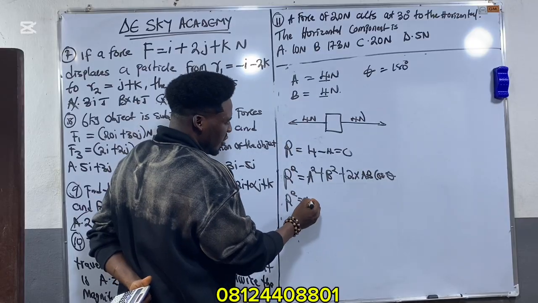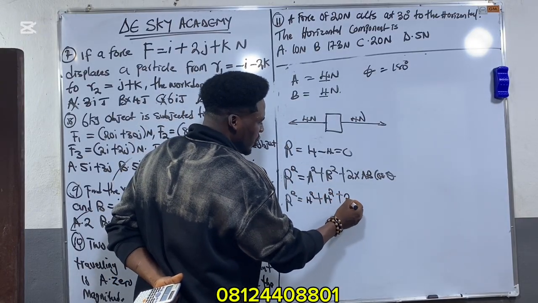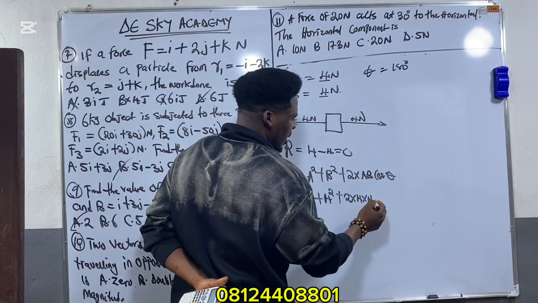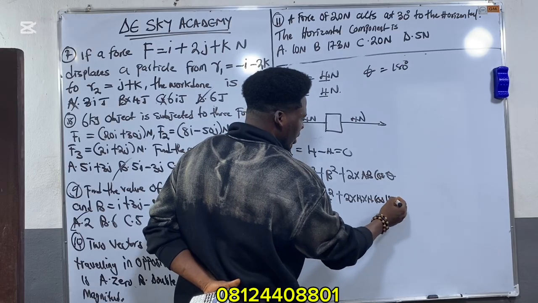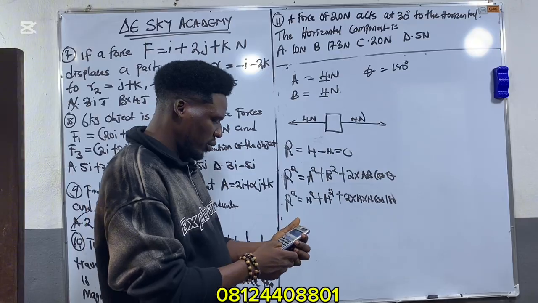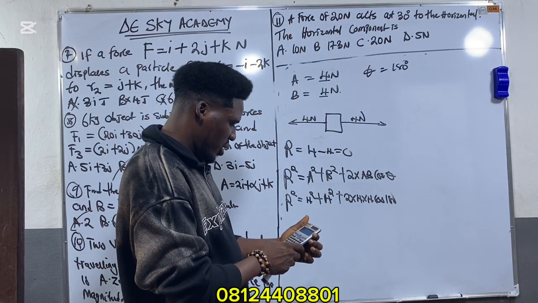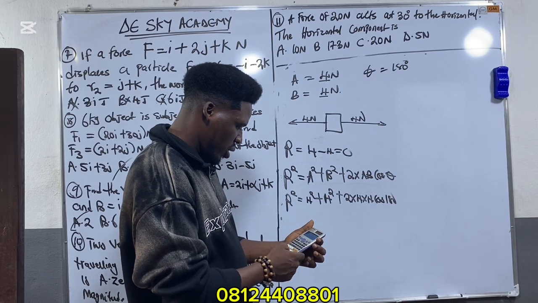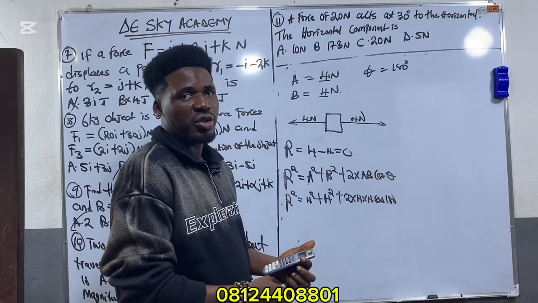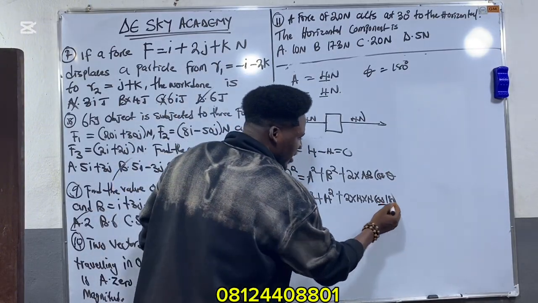What is A squared? 4 squared, plus 2 times 4 times 4. Remember, what is theta? Theta will be cos 180. You get that now? Let's check. What is cos 180? Cos 180 is equal to minus 1. So for cos 180, everything here is minus 1.